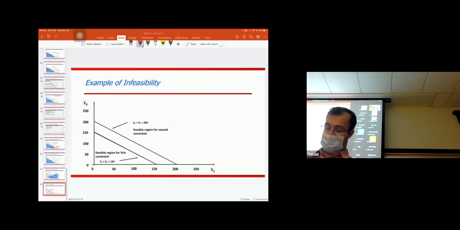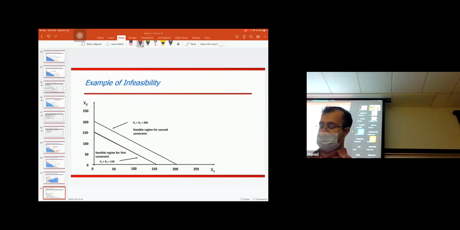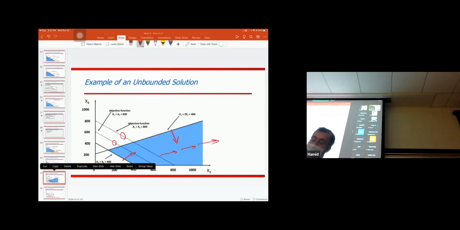Look at this one. Let's say for the first constraint, you're saying I'm looking at this line and more than that. For the second constraint, it is less or equal. These two constraints never overlap each other. So we have an infeasible problem. Still, it could happen. In some cases you have constraints you cannot satisfy. So this one could be because of a mistake.